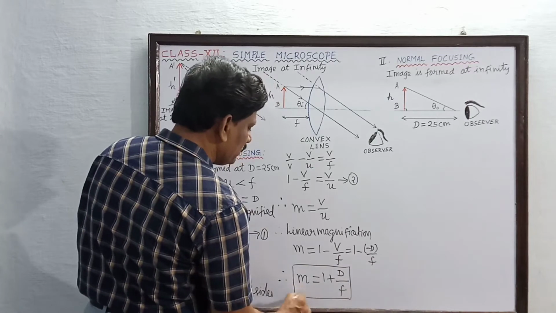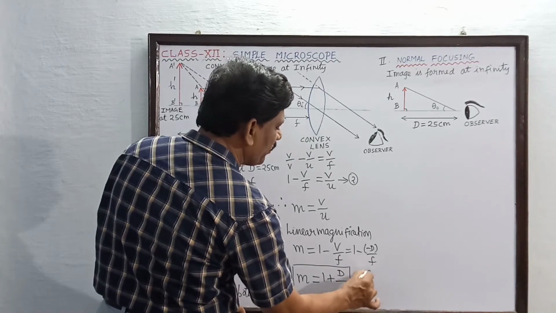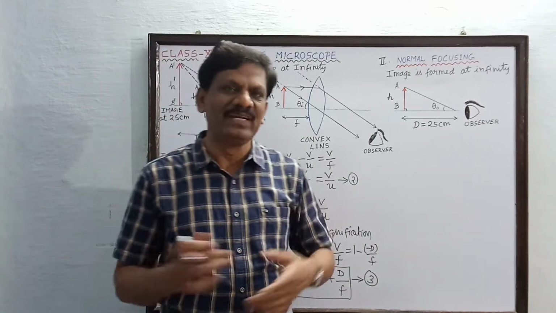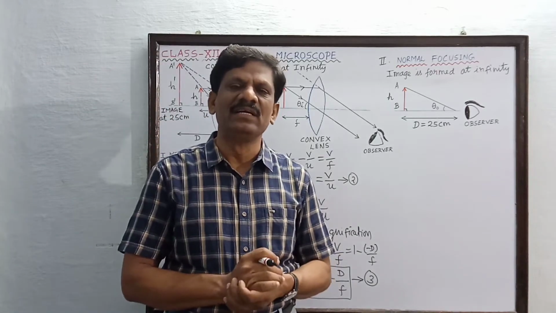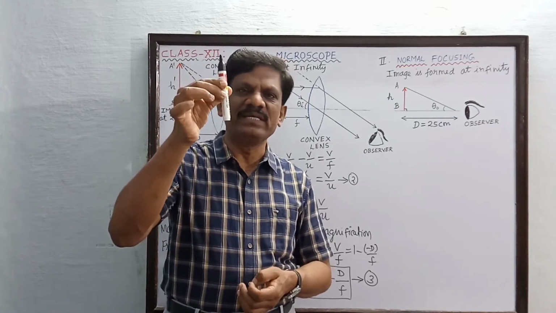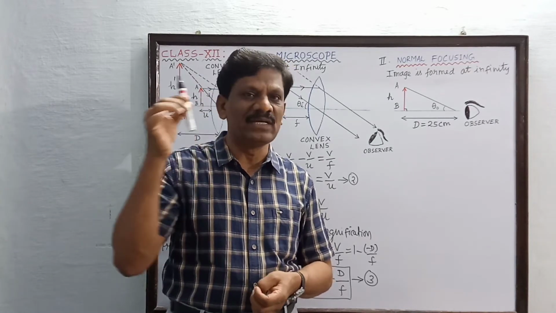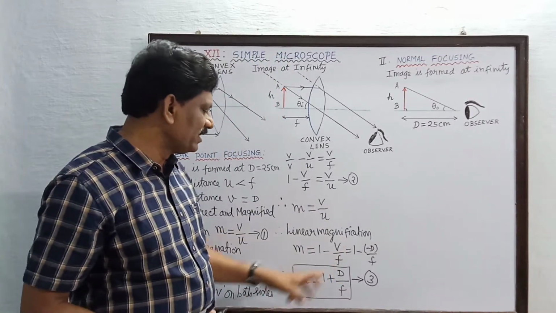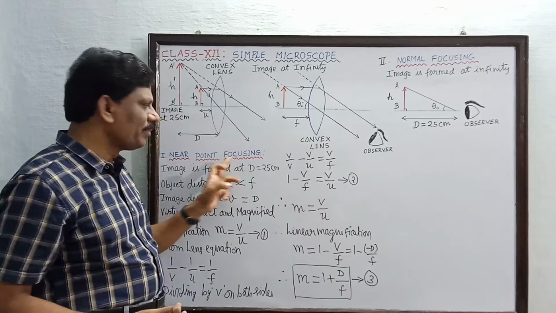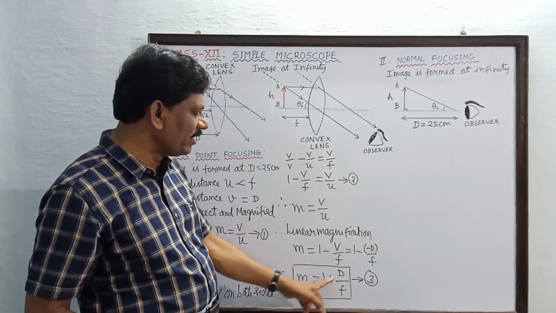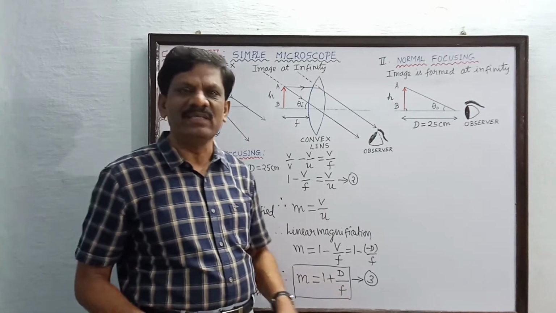And this magnification given by equation 3 is called linear magnification. Why is it called a linear magnification? Because the object is represented by a straight line. Okay, the image also is represented by a straight line. Therefore, the linear magnification in near point focusing is given by m is equal to 1 plus D by f.